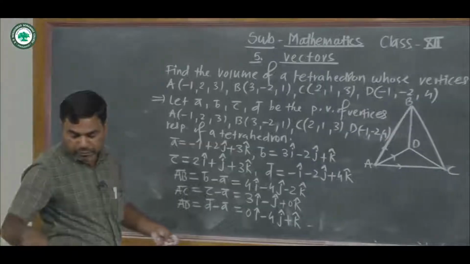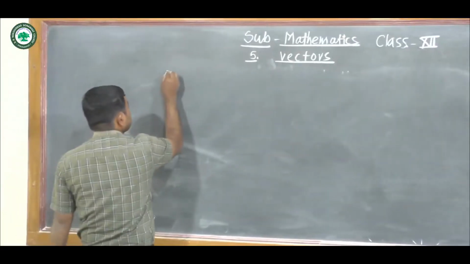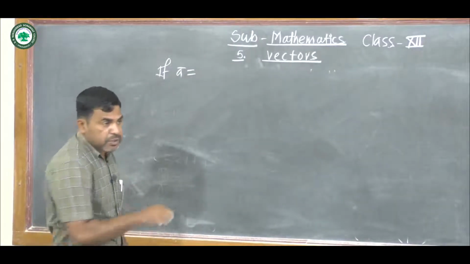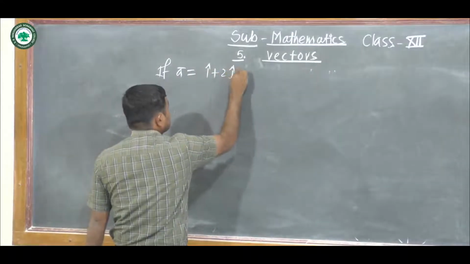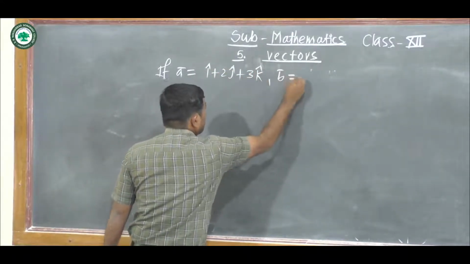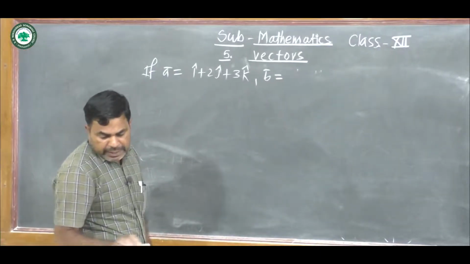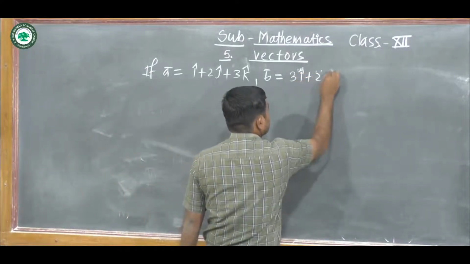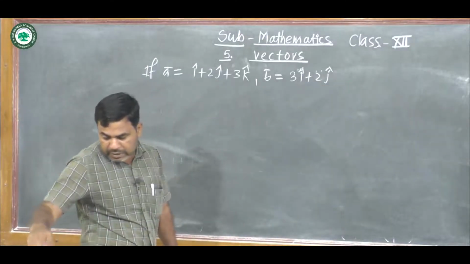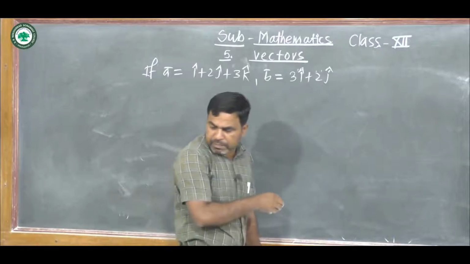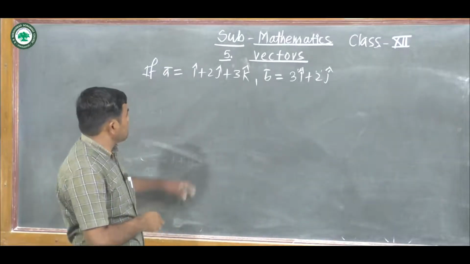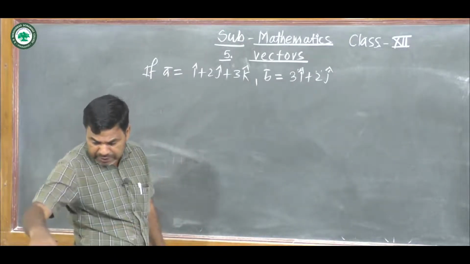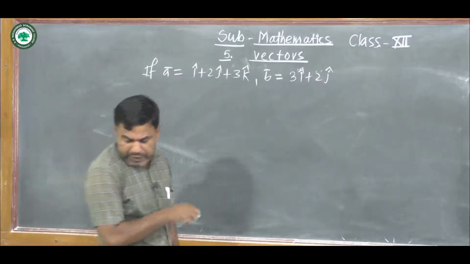Next question. If A bar is equal to i cap plus 2j cap plus 3k cap, B bar is equal to 3i cap plus 2j cap, and C bar is equal to 2i cap plus j cap plus 3k cap. You see, A bar is i cap plus 2j cap plus 3k cap, B bar is 3i cap plus 2j cap, and C bar is 2i cap plus j cap plus 3k cap.